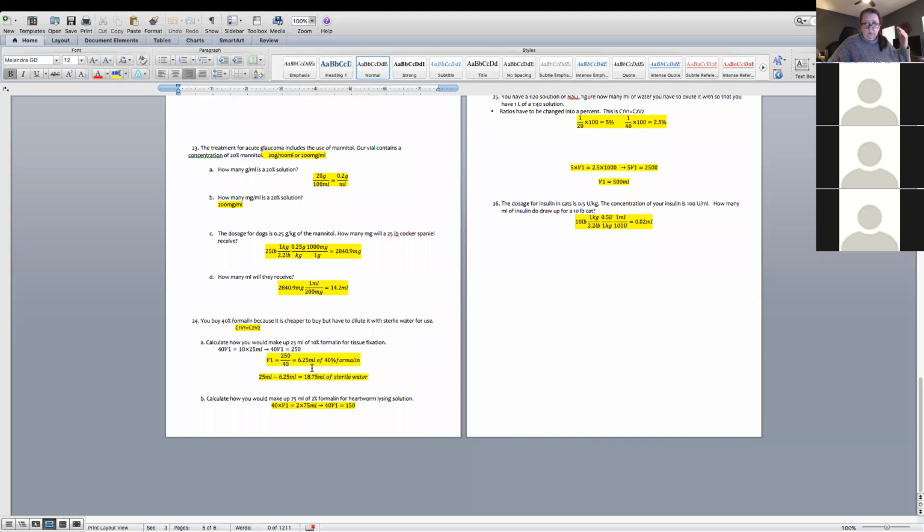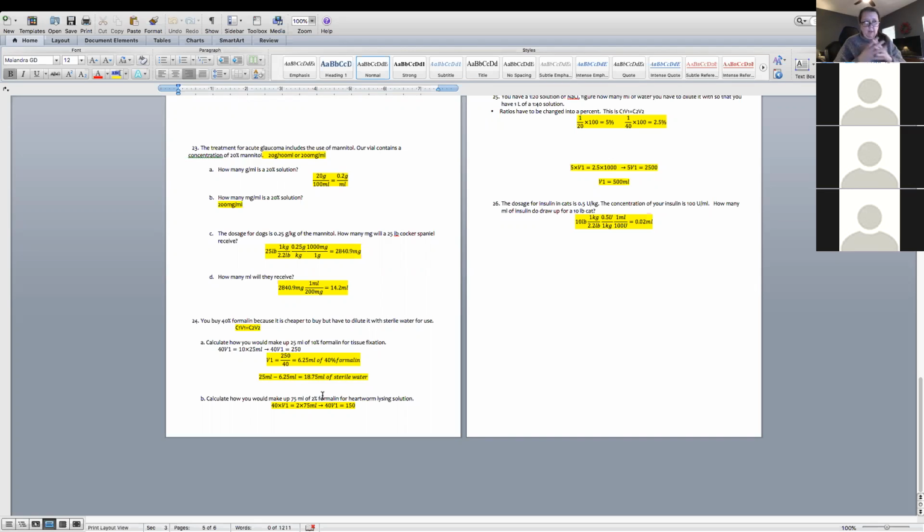Now, I want 25 mils total volume. I'm going to be putting 6.25 mils of formalin in there. So I subtract 6.25 from 25, and that tells me I need 18.75 mils of sterile water. So that means in a 25 mil bottle, 18.75 mils of that is sterile water.